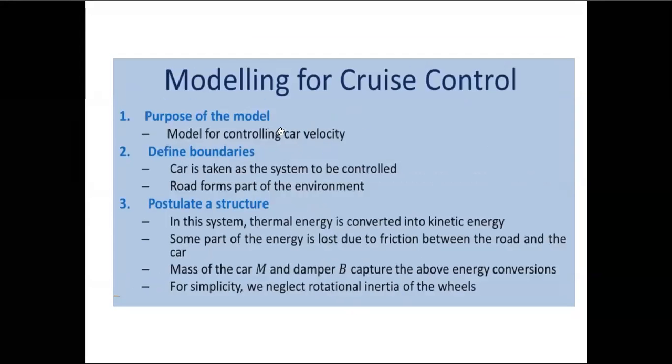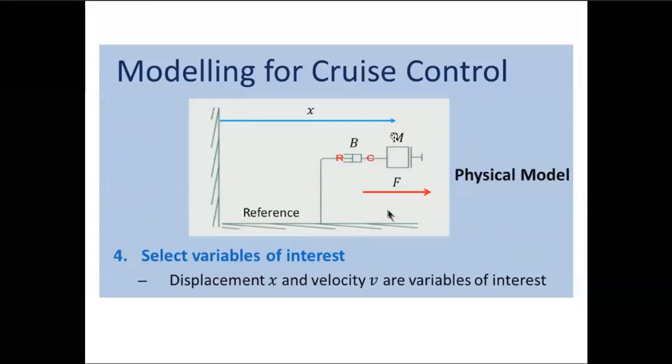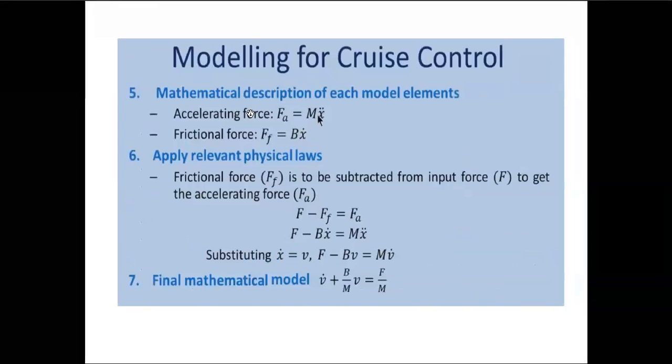Let us see the procedure once. Define the purpose: I need velocity. Define the boundary, meaning what your interest and scope are. Next, from the environment and boundaries you have defined, you define a structure. This structure gives the schematic. Through this structure, you identify the variables. Here x, v, and f are the variables. From that, the next step is to write down the forces, which are mapped onto the free body diagram.